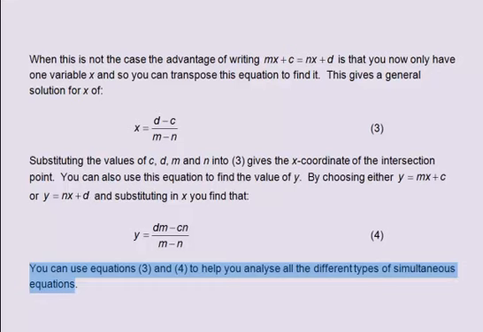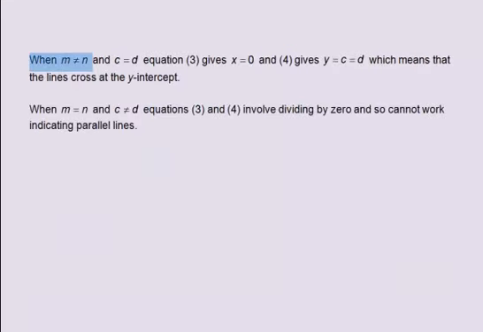You can use equations 3 and 4 to help you analyse all the different types of simultaneous equations. When m does not equal n and c equals d, equation 3 gives x equals 0 and equation 4 gives y equals c equals d, which means that the lines cross at the y-intercept. When m equals n and c does not equal d, equations 3 and 4 involve dividing by 0 and so cannot work, indicating parallel lines.